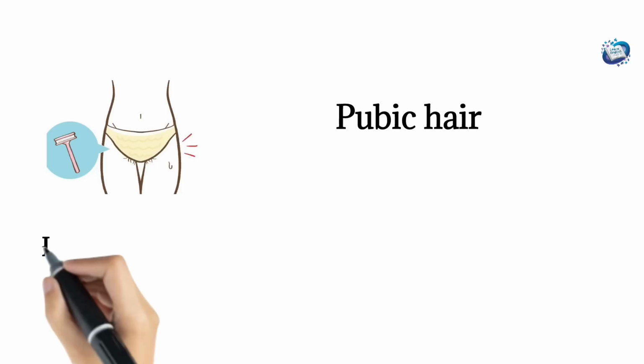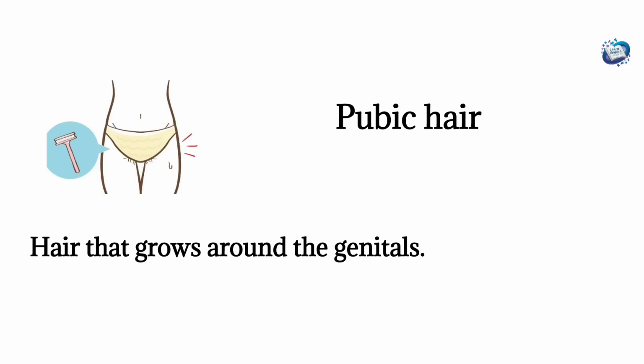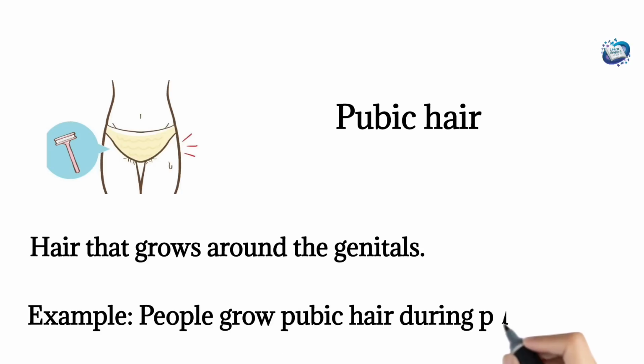Pubic hair. Hair that grows around the genitals. Example: people grow pubic hair during puberty.